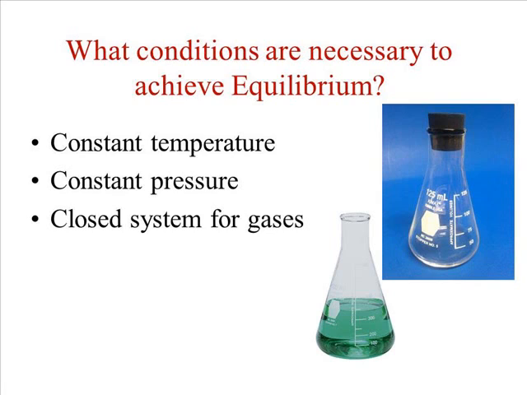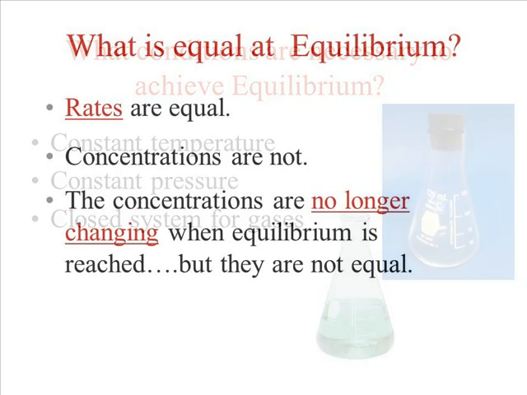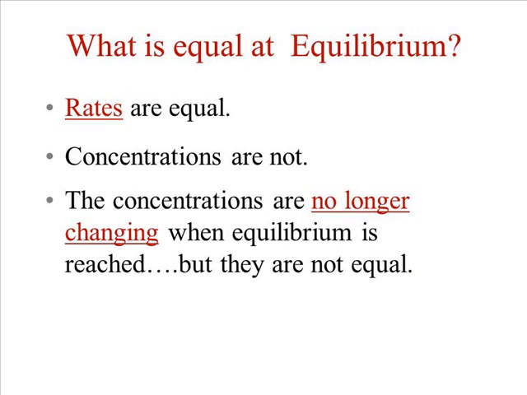What conditions do you need to reach equilibrium? Well, you need to remain at a constant temperature so that you don't change the kinetics of the reaction. You need constant pressure, and for gases, you need a closed system. What's equal at equilibrium? Well, rates are equal, but concentrations are not. The concentrations are no longer changing. They are not necessarily equal. Equilibrium means forward and reverse rates are equivalent, not concentrations.